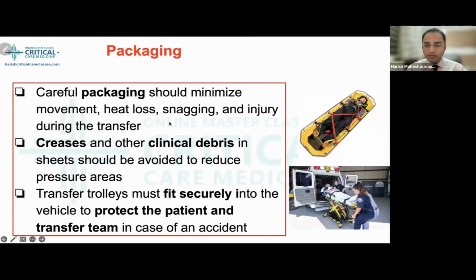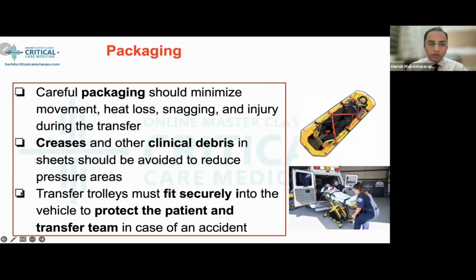So, packaging of the particular patient. How do we need to fix that patient? Careful packaging should minimize movement, particularly in head injury patients, minimize heat loss, and minimize snagging and injury during the transfer. Creases and other clinical debris in the sheet should be avoided to reduce pressure areas. If the sheet on which the patient is lying has too many creases, it may cause pressure injuries if the transfer process involves too much duration.